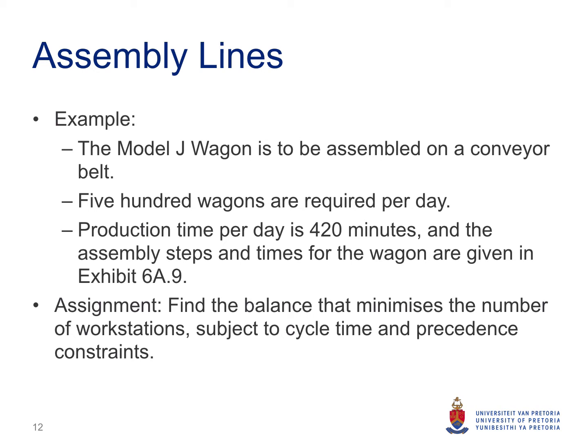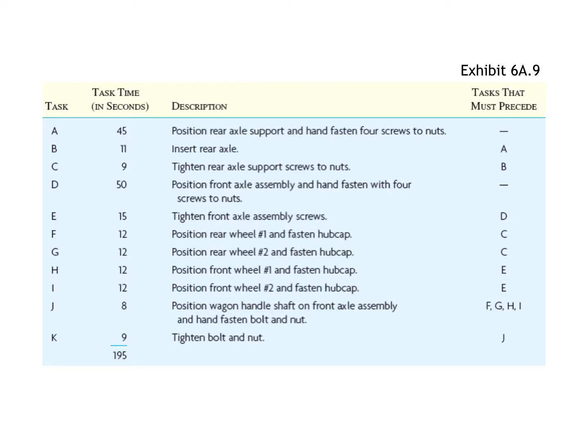This example has this Model J wagon which is to be assembled on a conveyor belt. 500 wagons are required per day. Production time per day is 420 minutes, and the assembly steps and times for the wagon are given in Exhibit 6A9. The assignment is then to find the balance that minimizes the number of workstations subject to cycle time and precedence constraints. Here we have the 11 tasks that must be performed in assembling the Model J wagon. For each, a task time is listed, as well as a description and the precedence between tasks. The total building time for a wagon is 195 seconds.